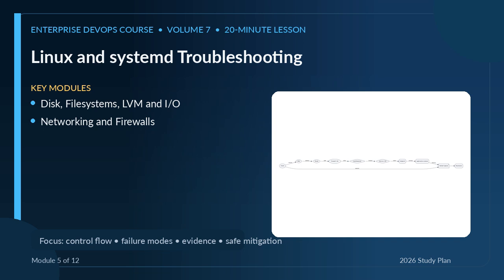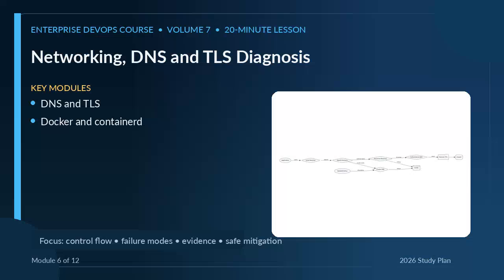Explain mitigation and validation. Recall, in an interview, explain the design choice, the most likely failure mode, the evidence you would collect, and the safest mitigation before making a permanent correction. Networking, DNS and TLS diagnosis.